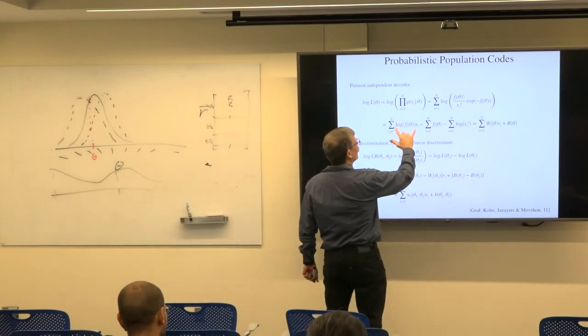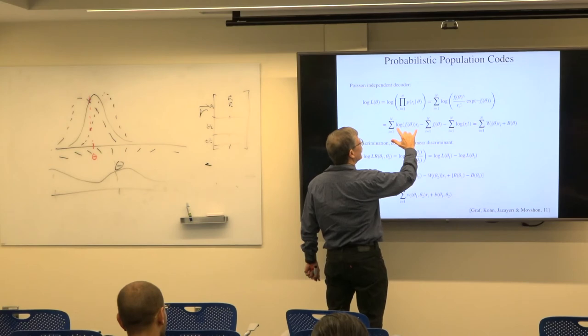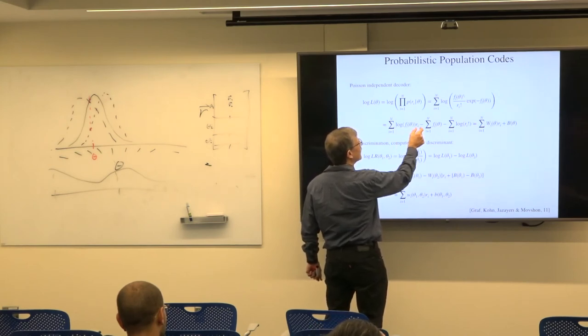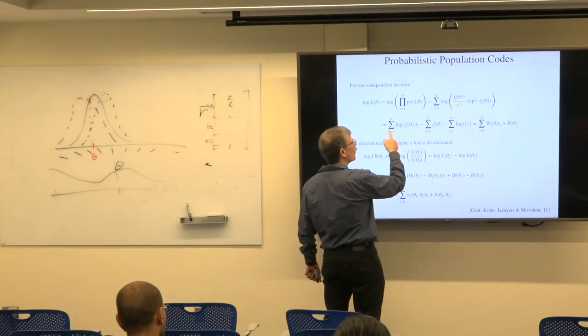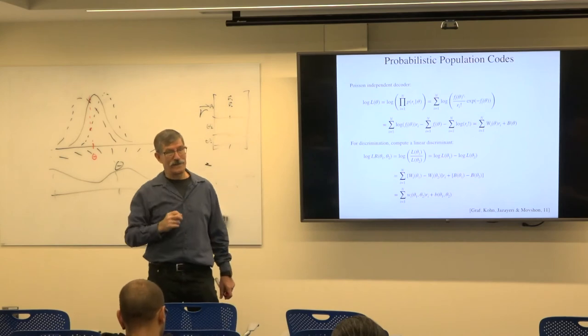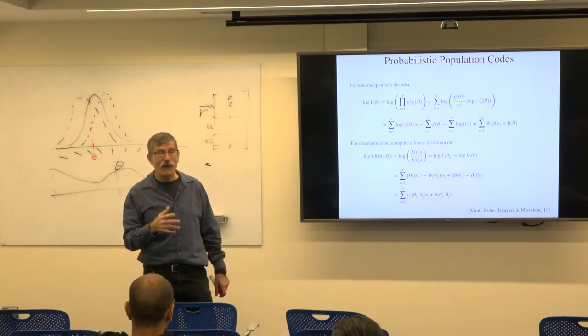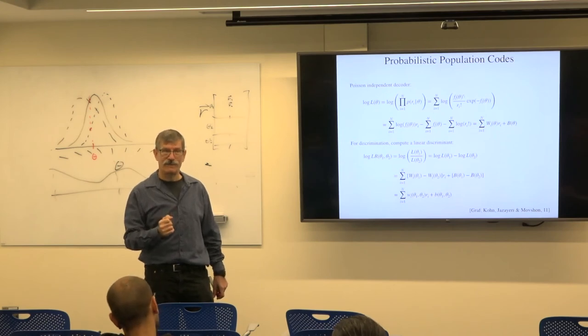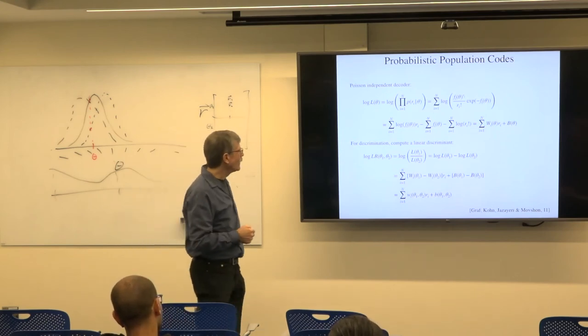So this is something that depends on theta, but not on the data, times the data. In other words, we're going to add up the outputs of all these neurons with weights. And the weights will depend on which orientation we're talking about, but it's going to be a weighted sum. It's going to be a dot product. That's a dot product.